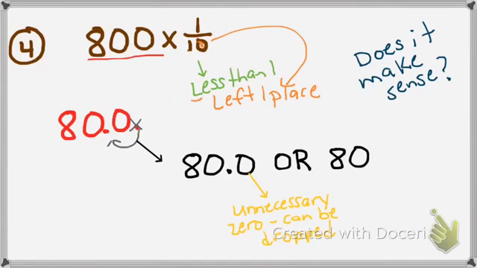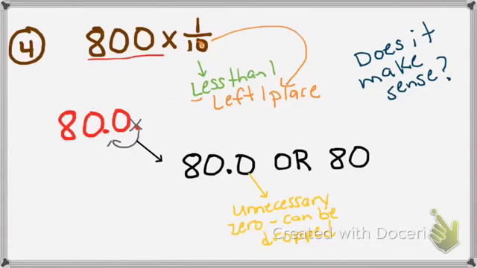800 times 1/10. That means I have 800 Hershey bars. I break each Hershey bar into 10 pieces, and I have 1 piece from each of those Hershey bars. So will I have 80 pieces? Yes, I will. So 800 times 1/10 equals 80, and 80 is less than the 800 I started with. Yes, it makes sense.